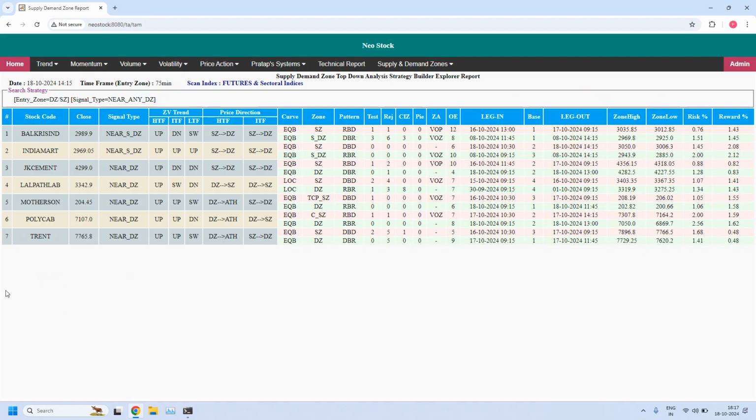7 stocks are filtered. Let's identify high liquidity zones from this list. Balakrishna Industries is a high liquidity 75 minute zone. India Mart is having a high liquidity 75 minutes demand zone. That's it. We have 2 valid high liquidity demand zones from this list, but always remember you should plan by looking for fresh fine-tuned 5 minute zones or maybe aggressive trade setups if any.